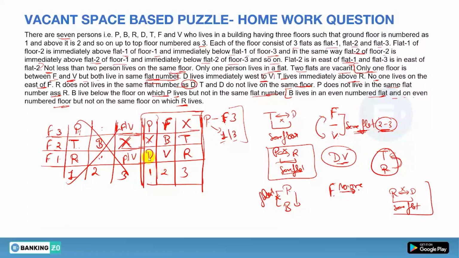Clear? So this is on the floor number 1. The persons living, that is D and R, and the floor number 2, this is an empty flat. This is empty, then B and T, and on the floor number 3 that is P and F, and this is an empty flat. Clear or not? So this will be the formation.